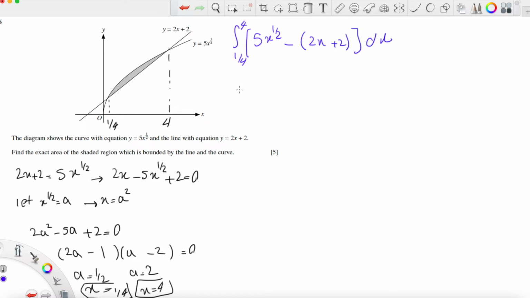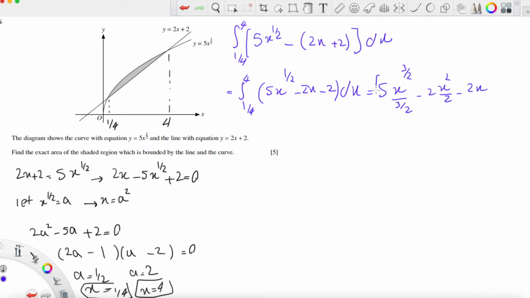dx. It will simplify to the integration from 1 over 4 till 4 of 5x to the power of 1 over 2 minus 2x minus 2 dx. So if we integrate, it will be 5x to the power of 3 over 2 over 3 over 2 minus 2x to the power of 2 over 2 minus 2x. For definite integrals, we don't need to add c here because they cancel out each other when you substitute upper bound and lower bound.